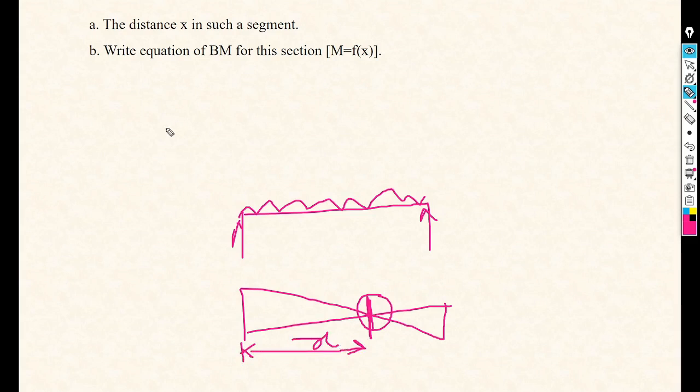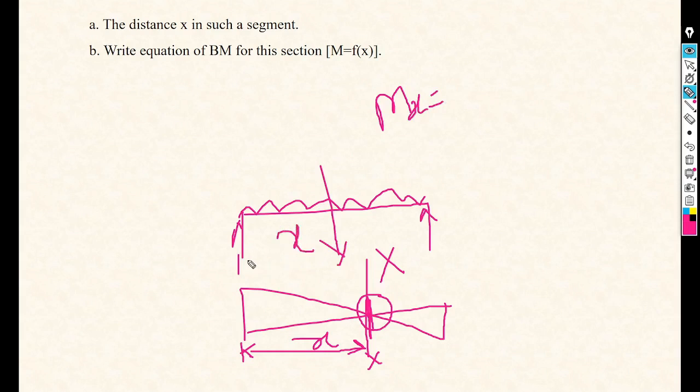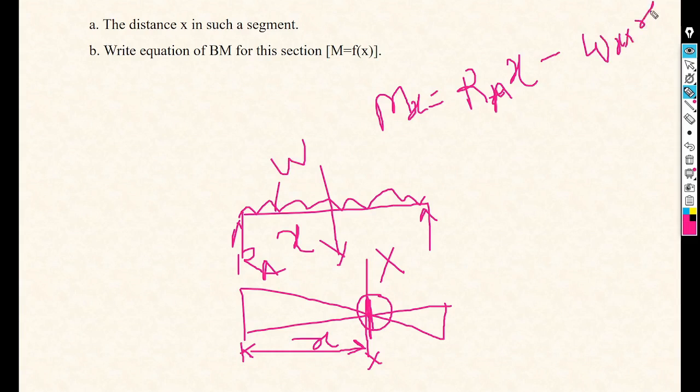We need to write the equation of bending moment for this. Just take one section and take the moment about that section. Suppose we have taken a section over here, this distance is x, and the reaction RA is there. So what will be Mx? Mx is equal to RA into x, then minus w x into x by 2. How to calculate it we will see, but it is just for understanding that I am doing it. So this is our equation: RA x minus w x square by 2.